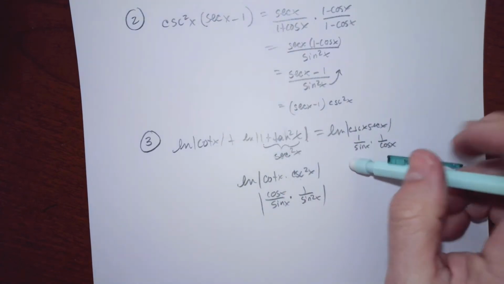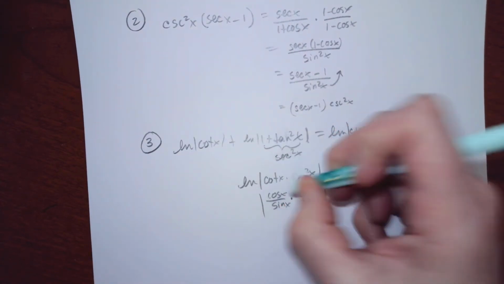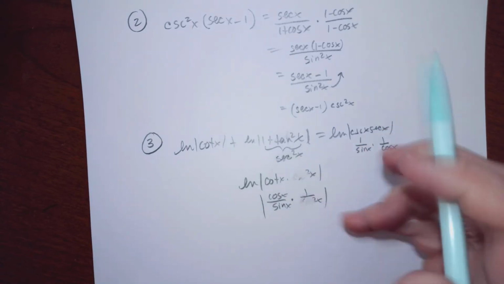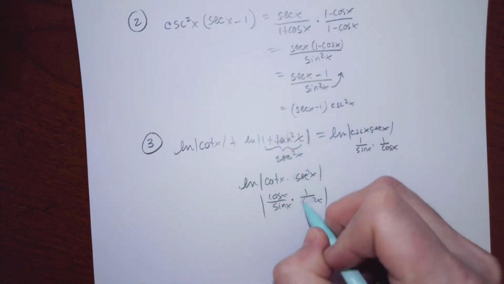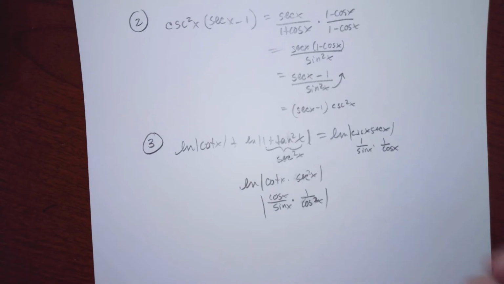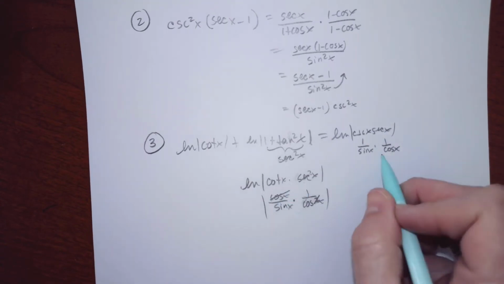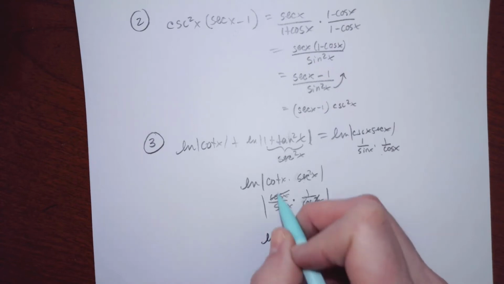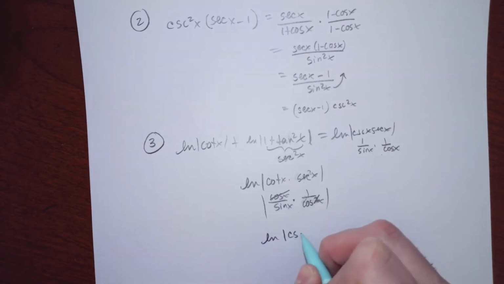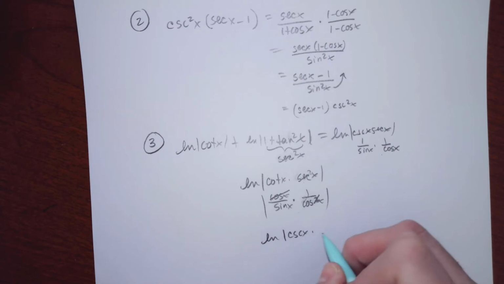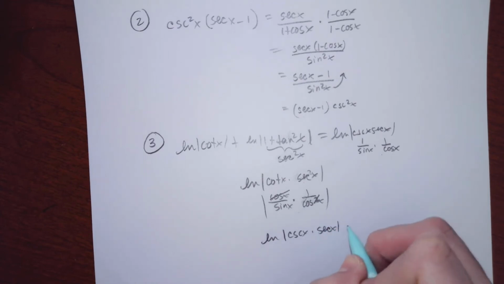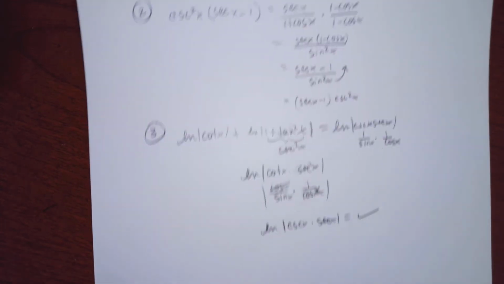All right, so secant squared is 1 over cosine squared. There we go, cosine squared. All right, so now this cancels out with that, and I have a match. I have ln 1 over sine is cosecant, and 1 over cosine is secant. There we go. All right, phew.